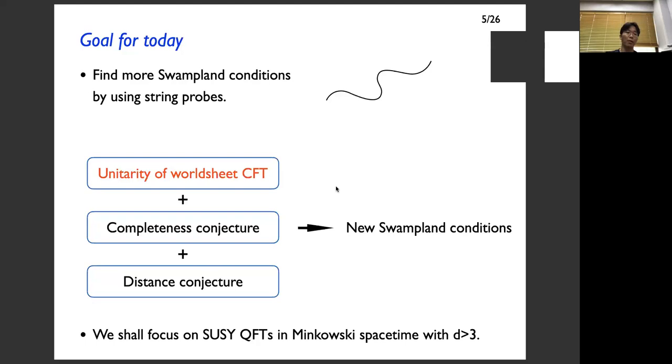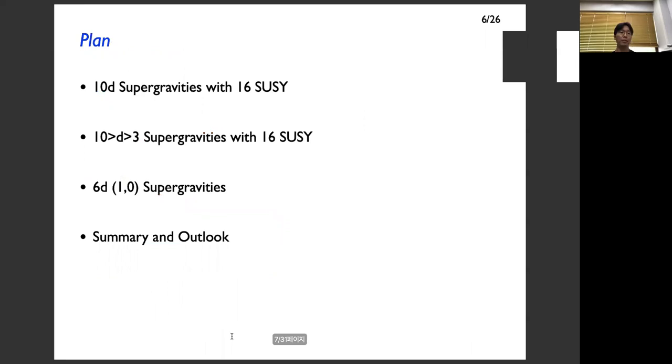But one remark here: in this talk, I focus only on supersymmetric theories and usual Einstein gravity theories in Minkowski space-time. And the dimension of space-time will always be bigger than three. So this is my plan. I'll first talk about the 10D supergravity theories with minimal supersymmetry. Then I'll move on to other dimensions, but still preserving minimal supersymmetry. And lastly, I'll talk about the Swampland conditions by using the string probes for the (1,0) supergravity theories. And finally, I'll finish my talk with a conclusion.